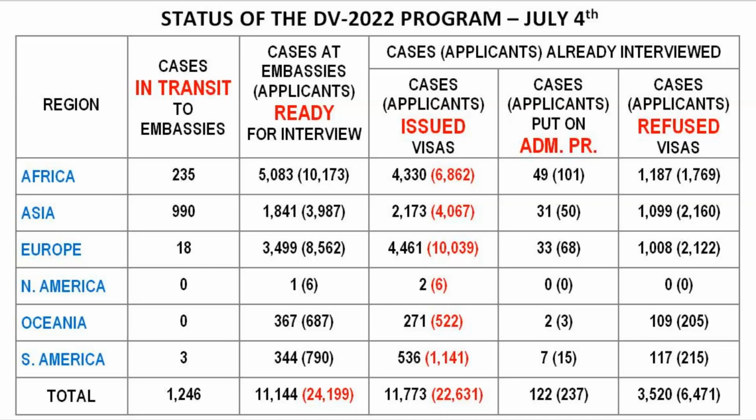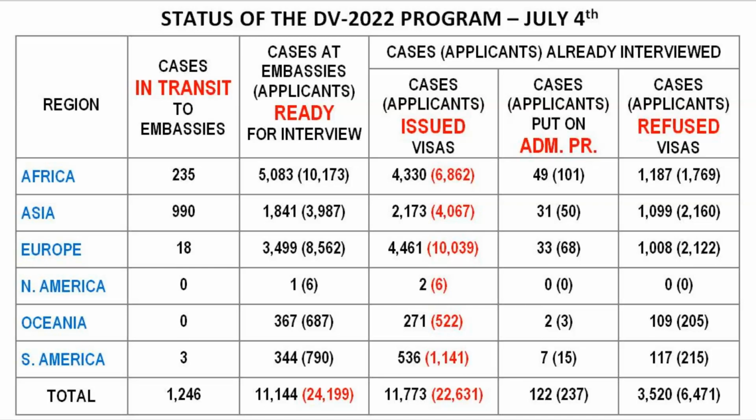For those who are new to this channel, in the first column in this table we have the various regions, followed in the next column by in transit, that is the number of cases that are on their way from KCC to the various embassies, and in the column that follows we have ready, that is the number of cases that have already arrived at the various embassies and are ready for interview.